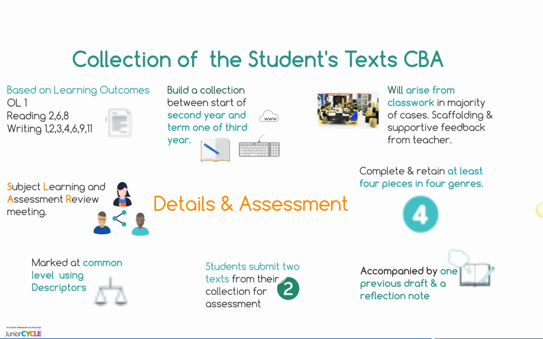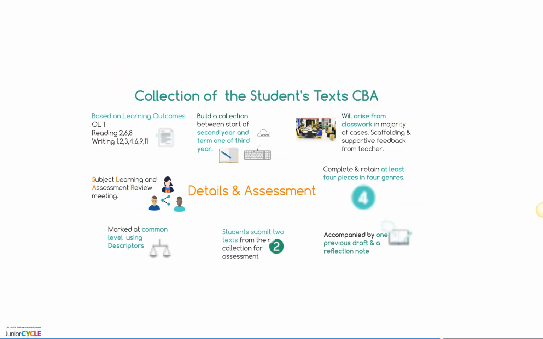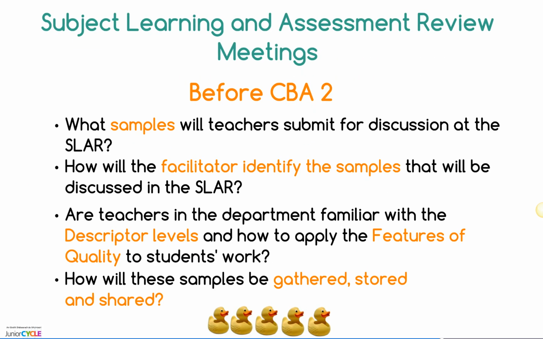Each final draft is accompanied by 1 earlier draft and a reflective note. However, for the purpose of the assessment, students will put forward their 2 best pieces. These are marked at common level by their teacher using the features of quality and the descriptors. At this stage, then, teachers will bring a sample of student work to a SLAR meeting with their colleagues. While there are some differences, the processes we engage in for assessing the collection of the student text CBA is broadly similar to the process involved in assessing the Oral Communication CBA.